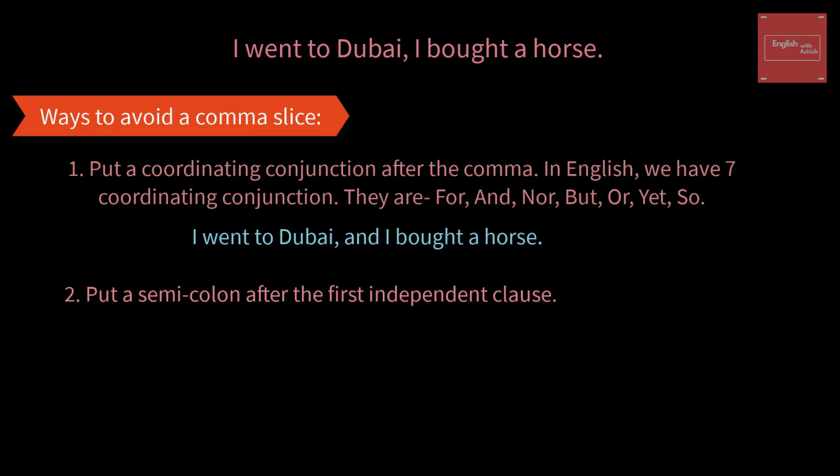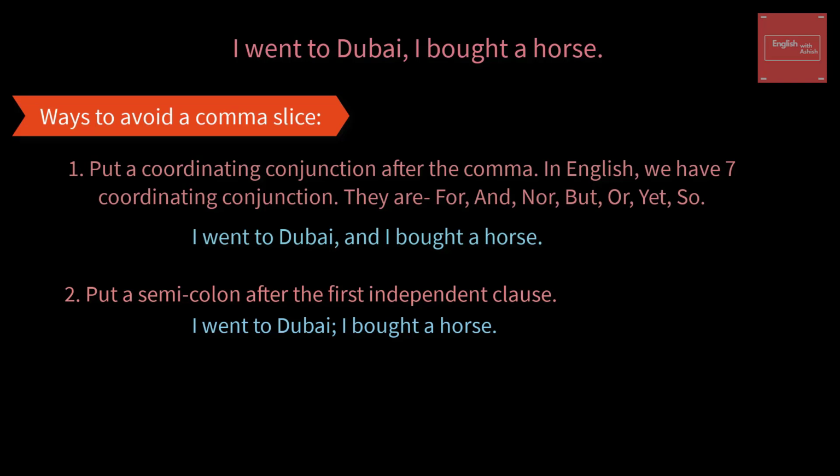Let's talk about the second way. Second way to correct the error of a comma splice is to bring a semicolon. All right, replace the comma with a semicolon. Simply put the semicolon in place of a comma. That's how it's gonna look. I went to Dubai, semicolon, I bought a horse. That's the second way to correct it. Okay? Simply put a semicolon in place of comma.